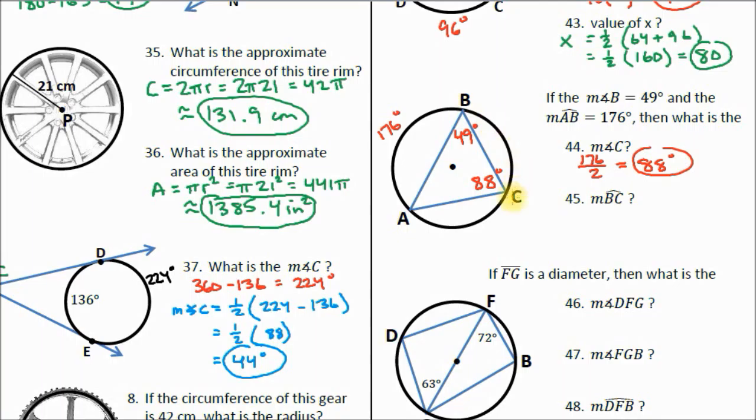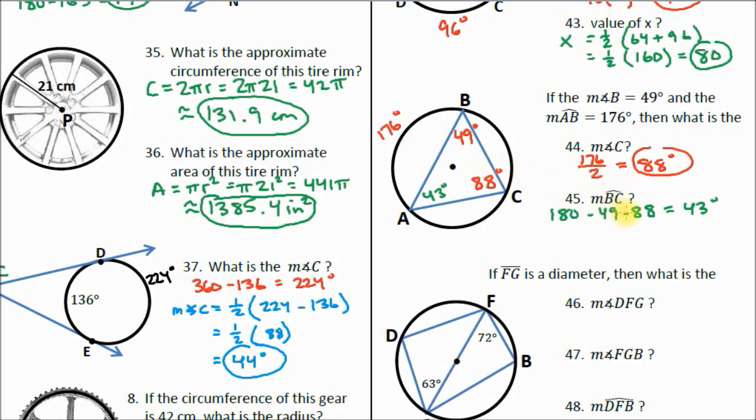45, what is the measure of arc BC? Well, I'm going to have to figure out either arc AC and then subtract the two known arcs from 360, or I can find the measure of angle A and then just double it, because this is an inscribed angle and this is its intercepted arc. I'm going to do it that way. So let's just go ahead and figure out. We got 180 minus 49 minus 88. That's going to give us the measure of angle A, which is 43 degrees.